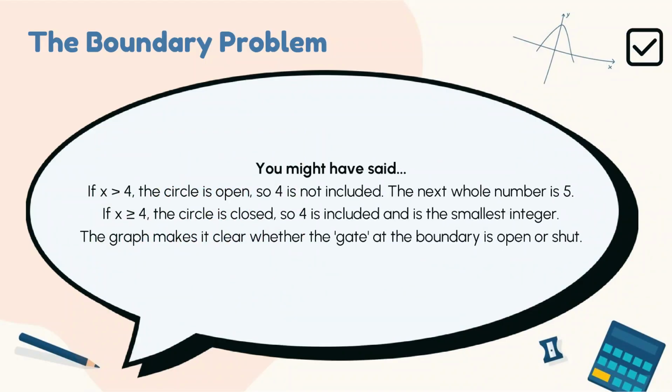If x is greater than 4, then 4 is not included. On the graph, this would be shown with an open circle at 4. So if x must be an integer, the smallest possible integer is 5. But if x is greater than or equal to 4, then 4 is included. On the graph, this would be shown with a closed circle at 4. So in that case, the smallest integer is 4. The graph makes the boundary clear. An open circle means the gate is open and the boundary is excluded. A closed circle means the boundary is included.